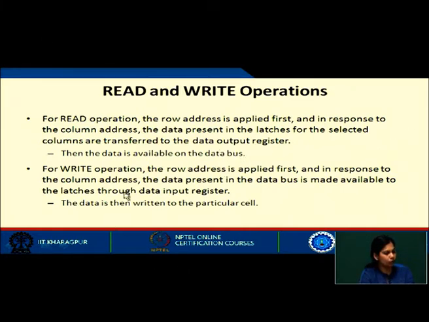Similarly, for write operation, the row address is applied first, and in response to the column address, the data present in the data bus is made available to the latches through the data input register, and then finally the data is written to the particular cell. So, for reading and for writing, the required cell needs to be selected. After the cell gets selected, the particular data will be read through this data output register or will be written through this data input register.